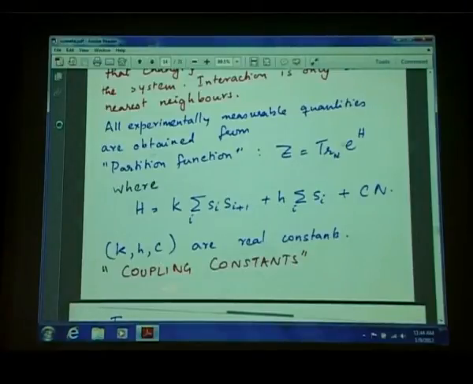They're called coupling constants because K actually measures the coupling between this spin variable and the next spin variable. So it's like an interaction between spins. This is a constant that measures the strength of the interaction.